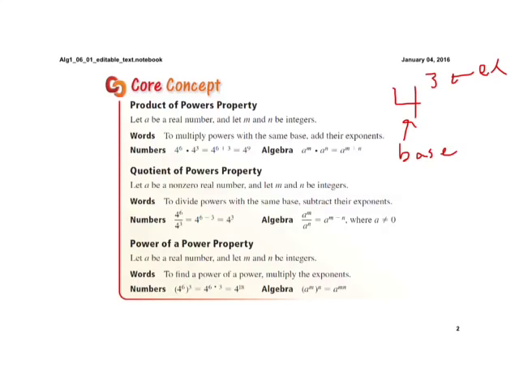With quotient, quotient means division. When we divide 2 powers with the same base, the base stays the same, we're just going to subtract this time. 6 minus 3, so our answer here is 4 to the 3rd power. Now our power of a power is when we have another exponent outside of a parenthesis. So when this happens, we multiply together. So the base stays the same. We have 4, now 6 times 3, which is 4 to the 18th power.